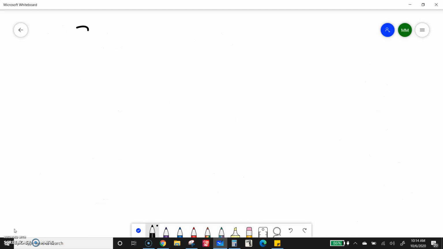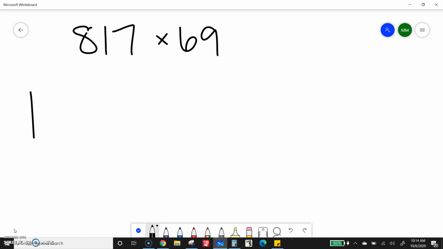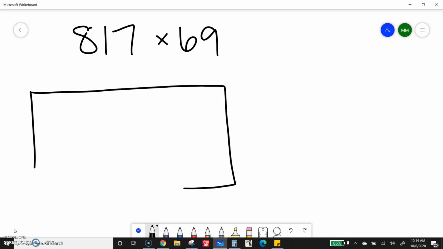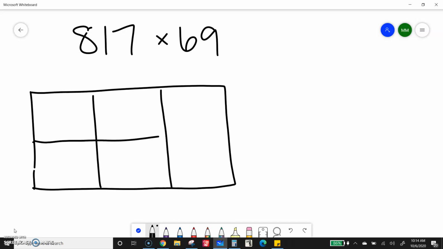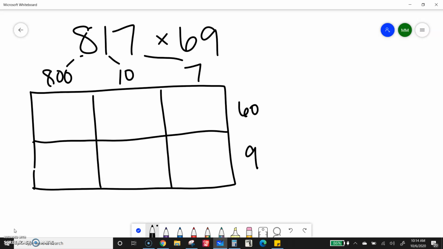One more problem. Let's do 817, so a 3-digit number times 69, a 2-digit number. Again, a 3 by 2, and just make sure it's big enough that you can fit the numbers. So I have 800, 10, and 7. Each place gets a spot. And then I have 69 over here.